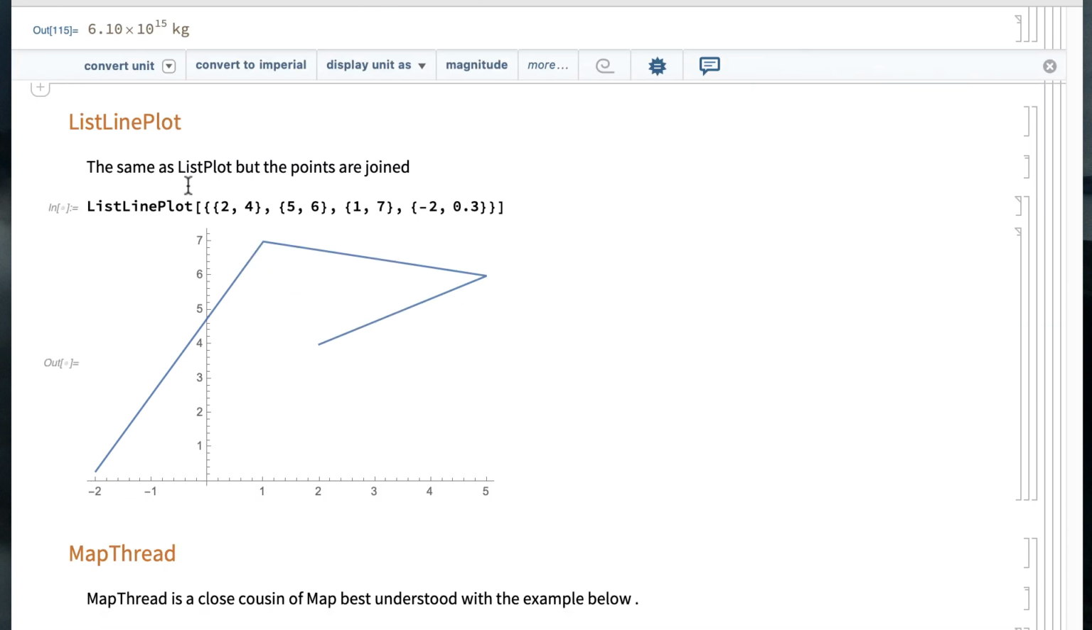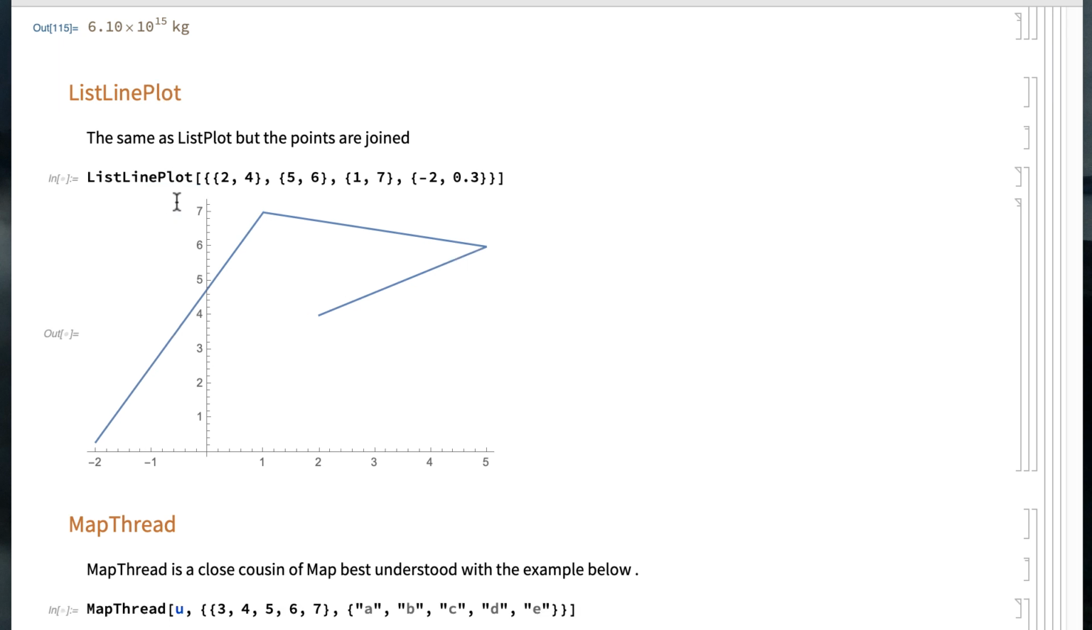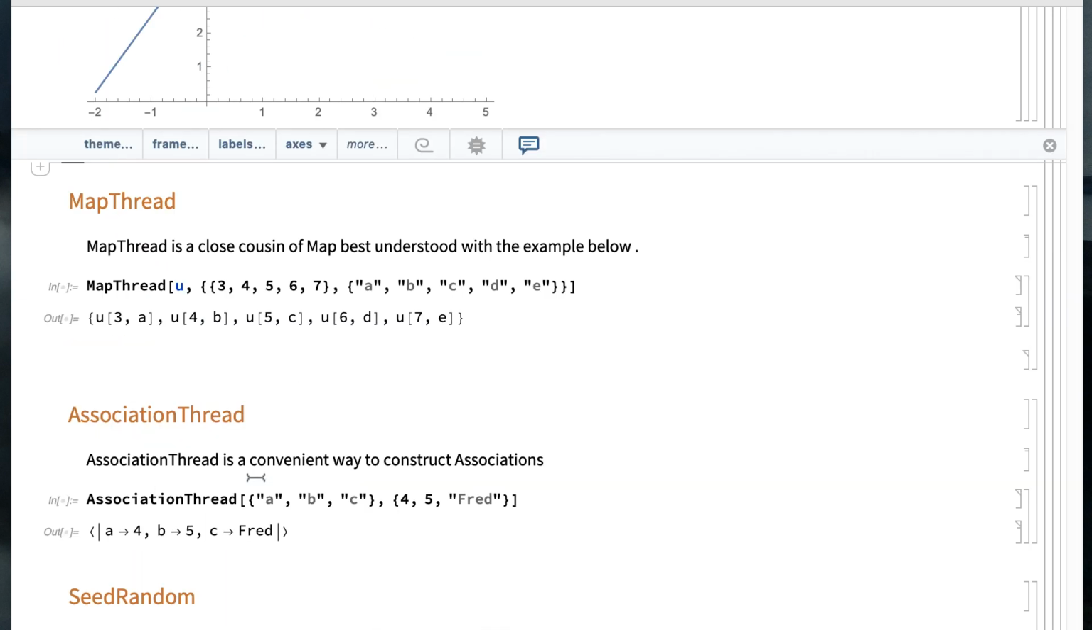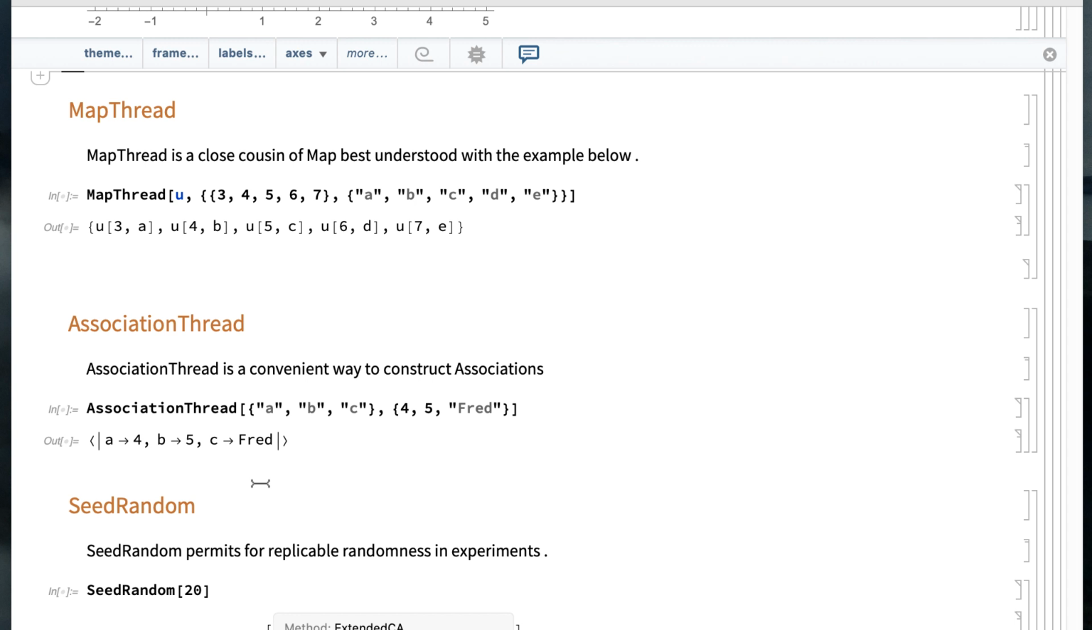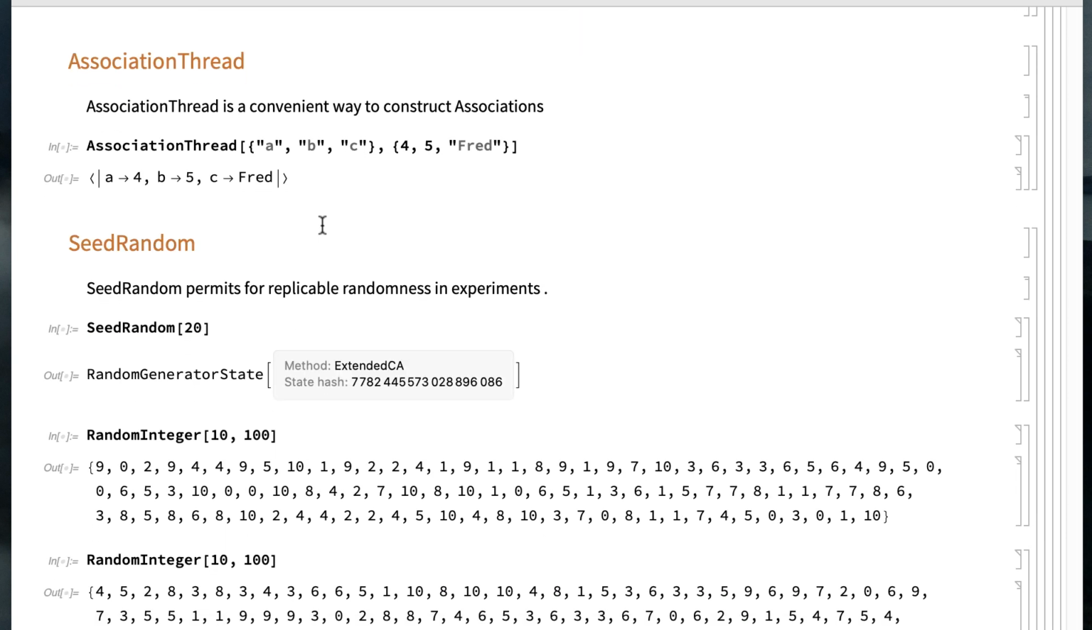All right, list plot. I'm sorry, list line plot is like a scatter plot, but the points are joined together. So here's a list line plot. Map thread. I showed you map, I showed you thread. Now let's mate the two. So we're going to wrap up our sub-arguments here in a list, and we're going to say mate 3 with A, mate 4 with B, etc., and stuff a U in front of it. Map thread.